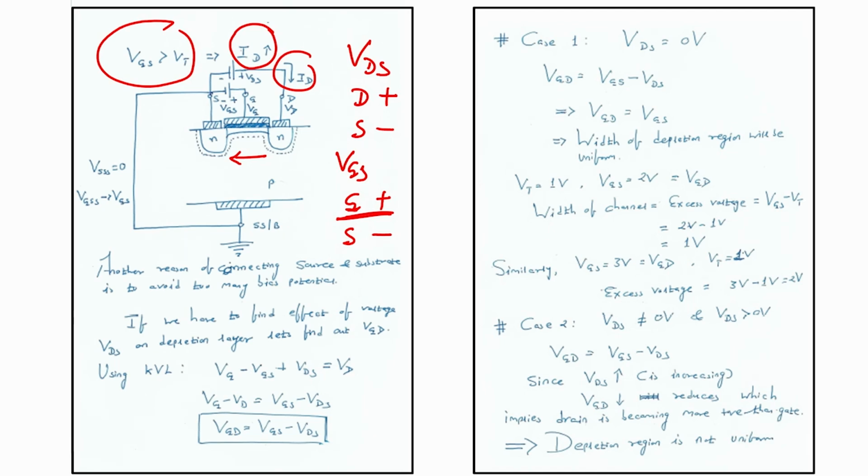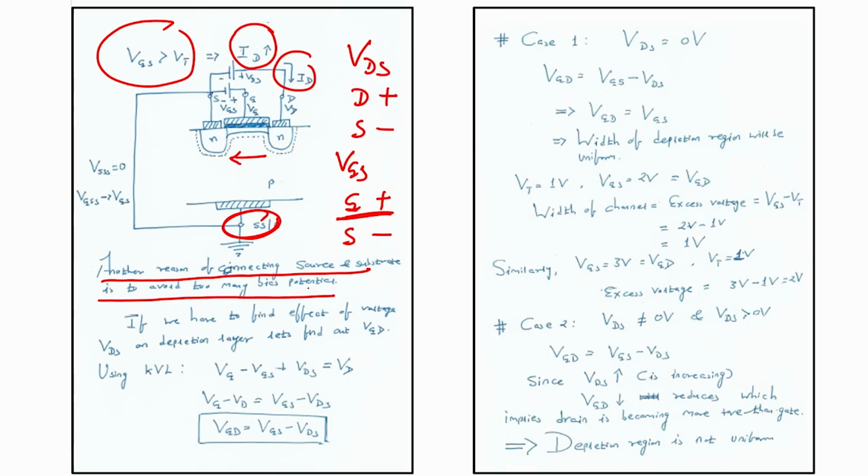So, another one is why we have to connect this source to substrate. What is the reason for connecting source to substrate internally, right. So, another reason for connecting source and substrate is to avoid too many bias potentials, right.